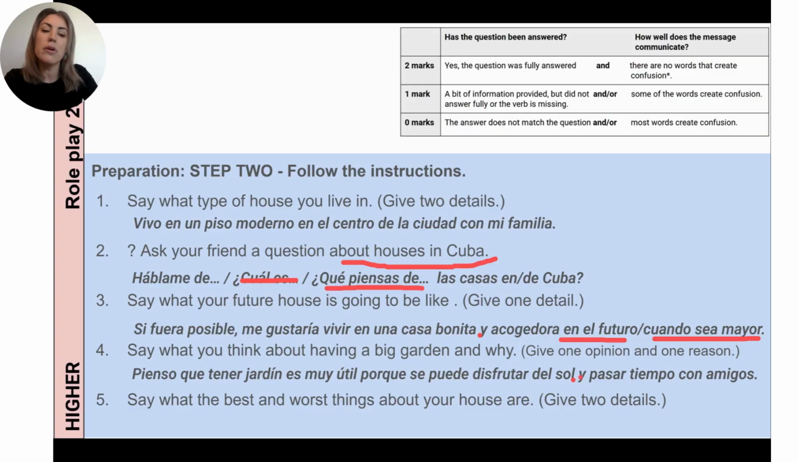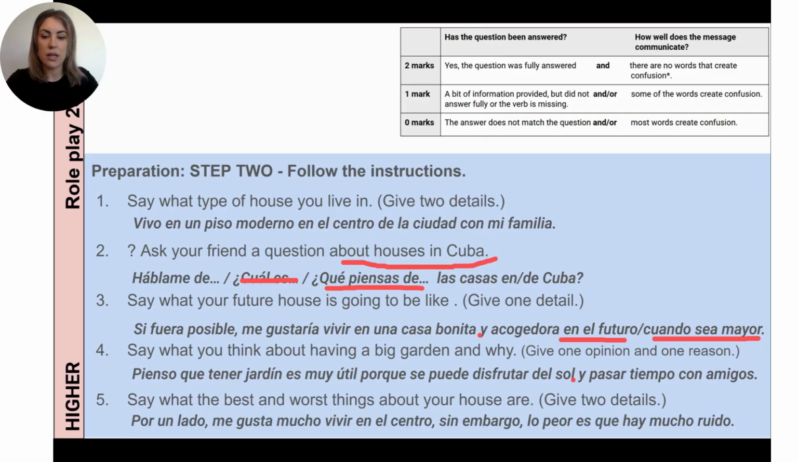But I added some more, y pasar tiempo con amigos. So I think that having a garden is very useful because one can enjoy sunshine and spend time with friends. Okay? And number 5, say what the best and worst things about your house are. So something like the advantage and the disadvantage, the good thing and the bad thing. And I went with a mix of both for you to see an example today.